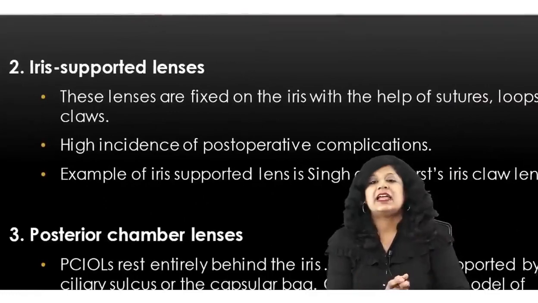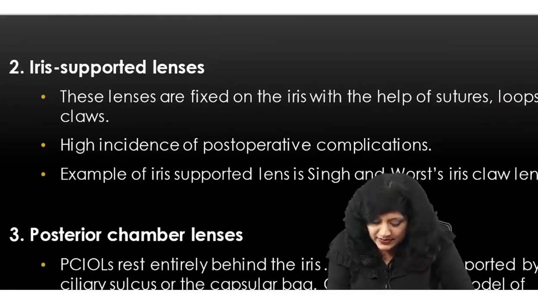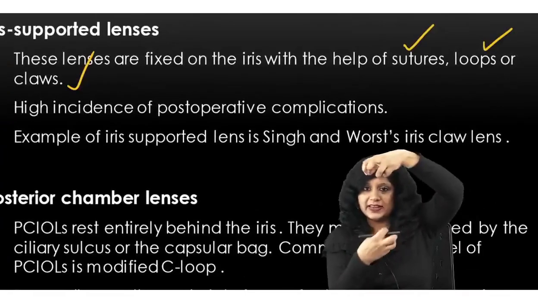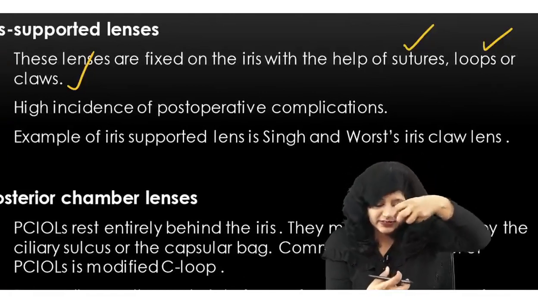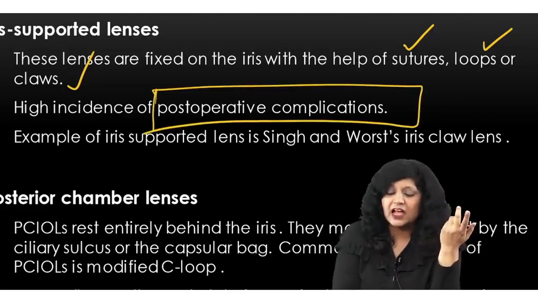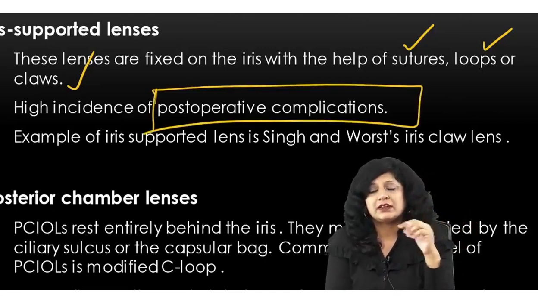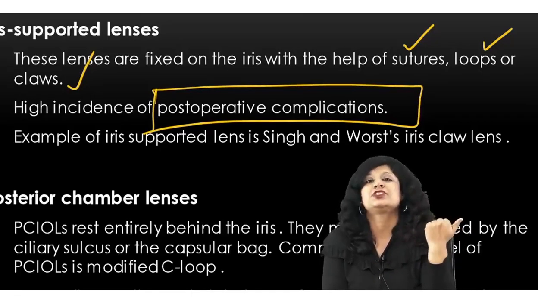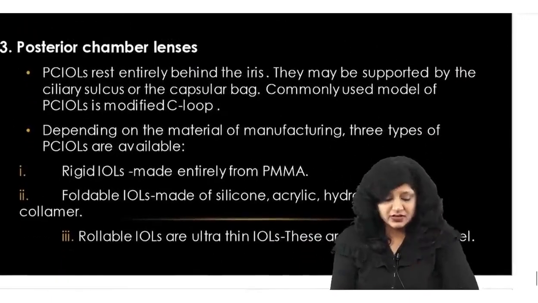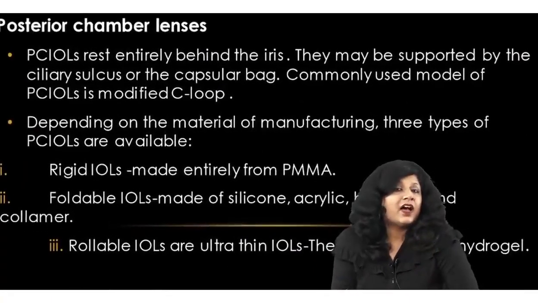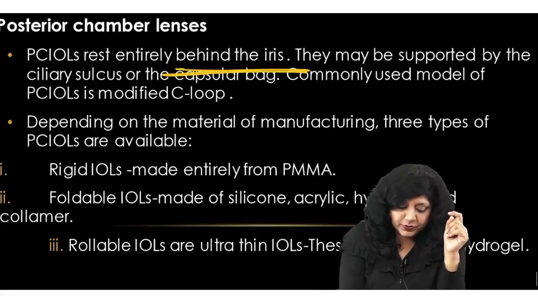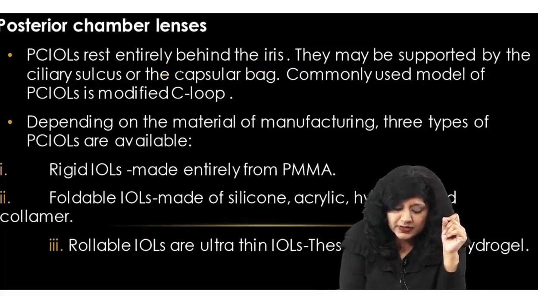Then we also have the iris supported IOLs or ciliary sulcus IOLs. They have claws or loops or sutures holding the iris, near the ciliary sulcus. Again here the chances of complications are very high, pigmentary dispersion from the iris and a lot of endothelial decompensation, so we are not using them. So what are the best? Best are your posterior chamber IOLs, lying over the posterior capsule behind the iris, and they are considered to be the best ones.